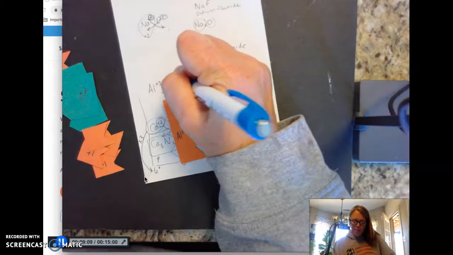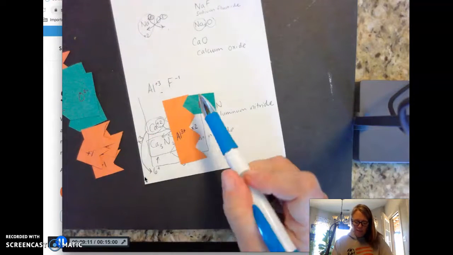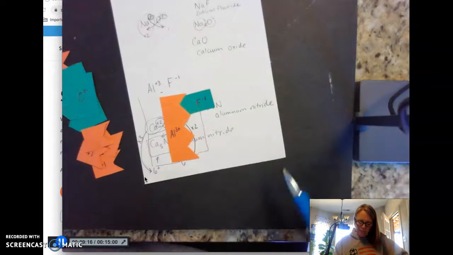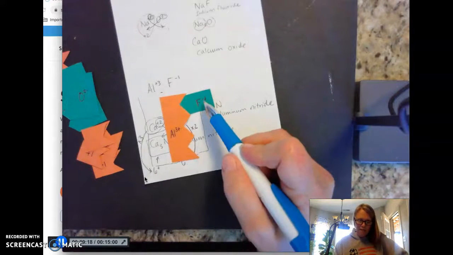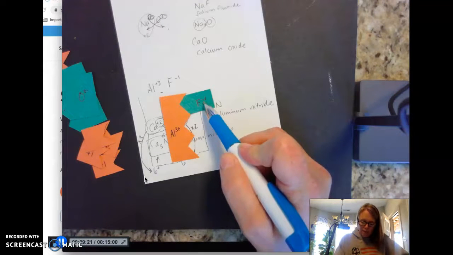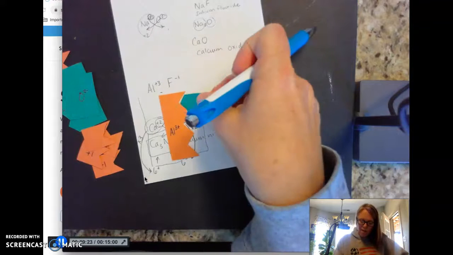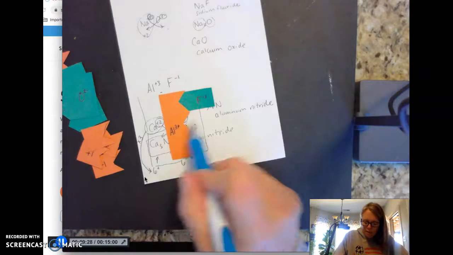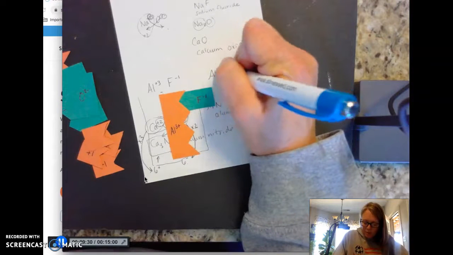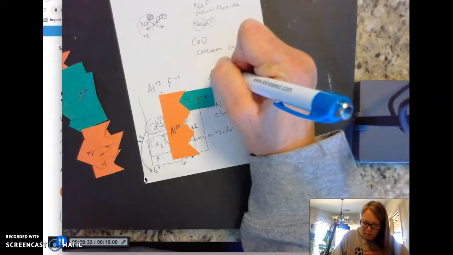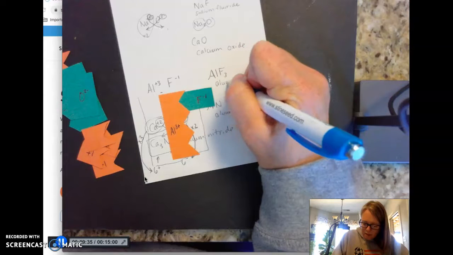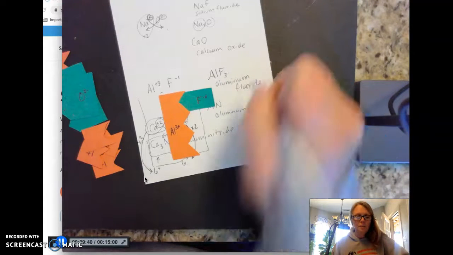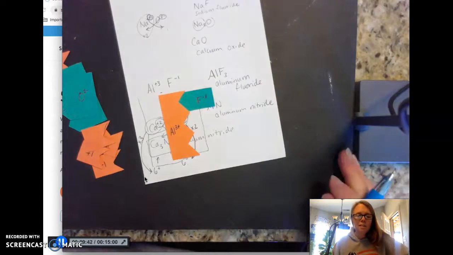The only way that I can make those charges the same is, pause it, think about it, figure it out. But I'm going to need 3 of these fluoride anions. I'm going to have 1 here, 1 here, 1 here. And so when I do that, my charges will be balanced. And the formula would be AlF3. And the name would be aluminum fluoride.